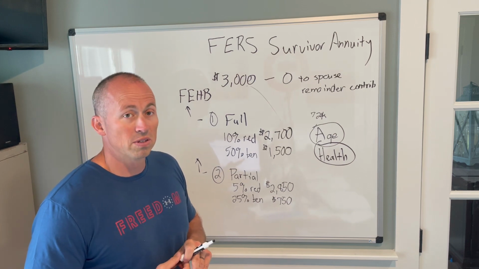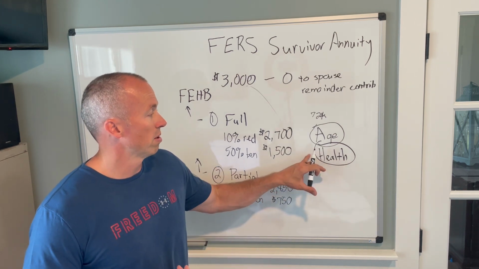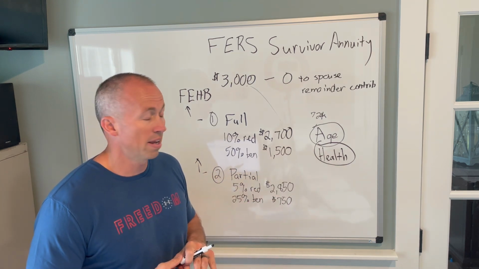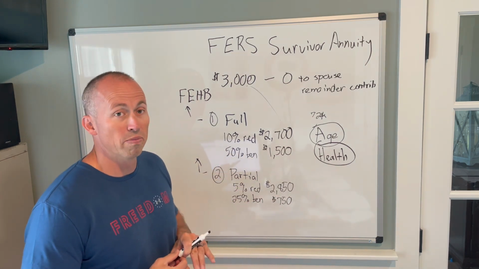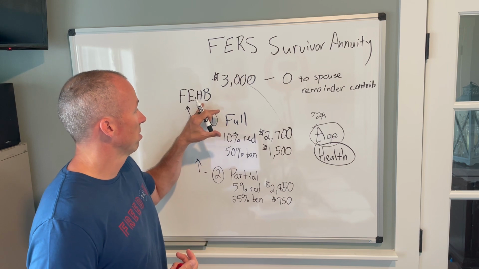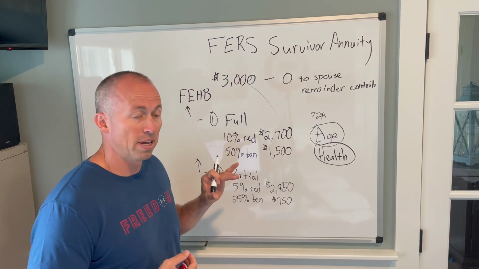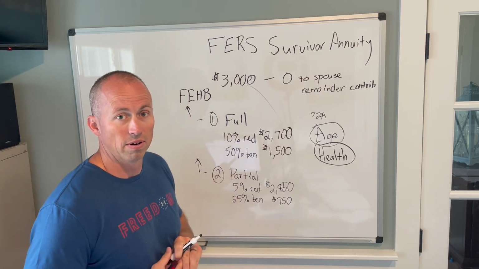Are you 10 years younger than your spouse and your spouse is in poor health? Okay, a scenario like that, maybe you don't want a survivor, or maybe you have to have some type of survivor so that your spouse can continue FEHB. Maybe you go with a partial survivor.